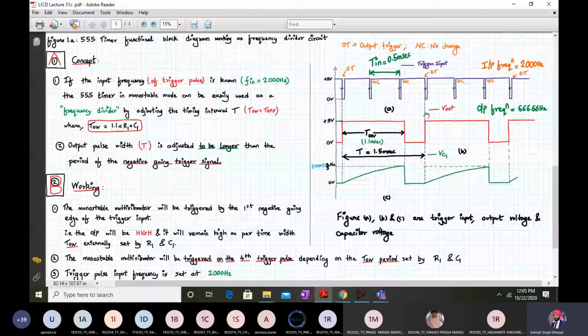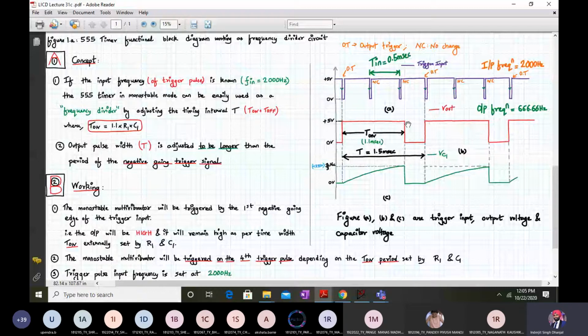We are just extending it. We are just tagging along one more parameter, that is input frequency over here. So my output pulse width is under our hand. I can also stop it over here, before the next trigger pulse is applied. But I want to divide my input frequency by some factor. That's why I'm taking a longer time period T on. Fine, now let me go by the working.